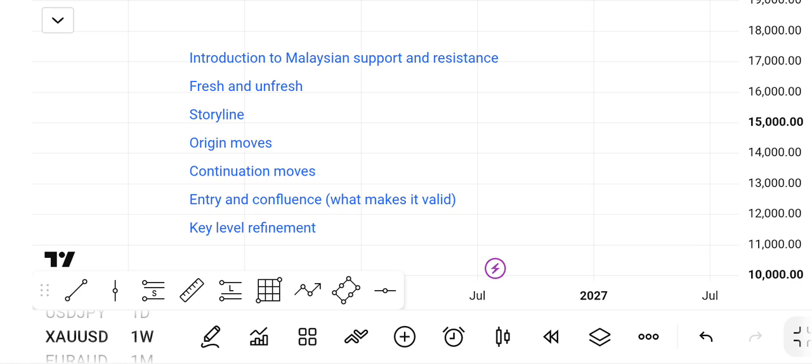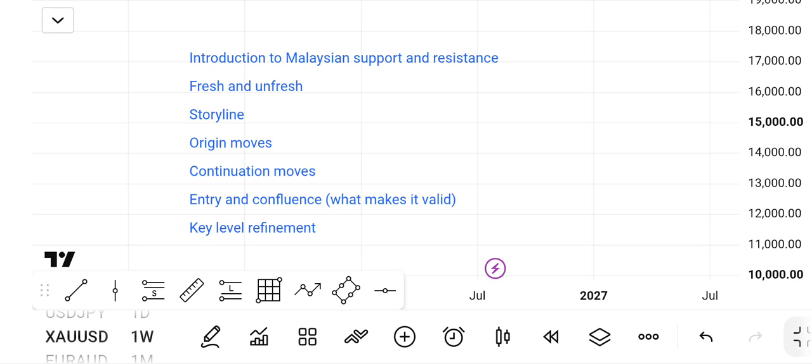So, I'm using IFT's opening lines. You may or may not know IFT, but he's a top trader in Malaysian SNR. And I'm here to teach the Malaysian SNR strategy, which is the Malaysian Support and Resistance.